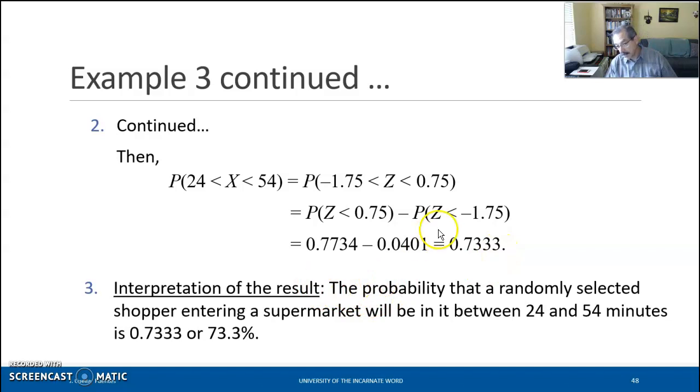And this probability means that the probability that a randomly selected shopper entering a supermarket will be in the store between 24 and 54 minutes is 0.7333, or 73.3%. All right, so this is the answer to part A.